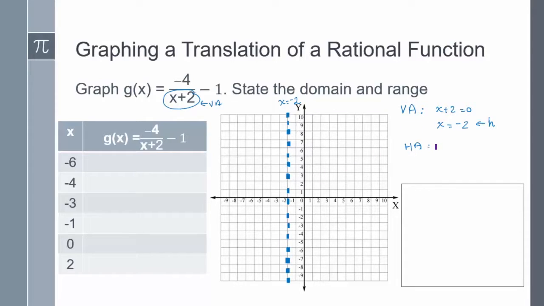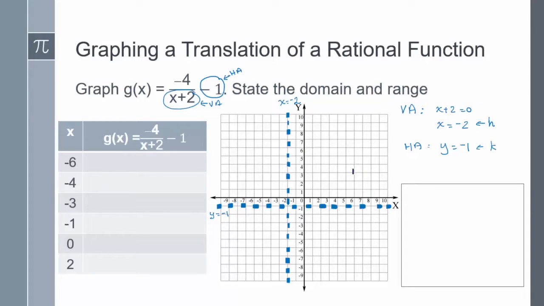Now let's find our horizontal asymptote. Our horizontal asymptote occurs right here. This -1 is basically saying that my entire graph is shifted down the y-axis by 1. So my horizontal asymptote occurs at y equals -1, which is my k value. So I plotted the horizontal asymptote of y equals -1.